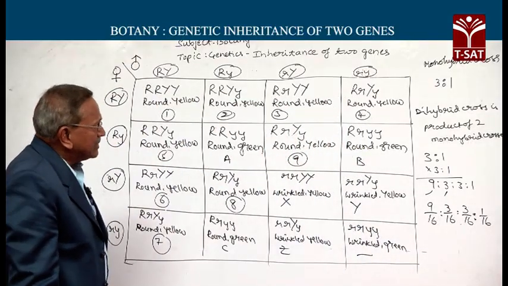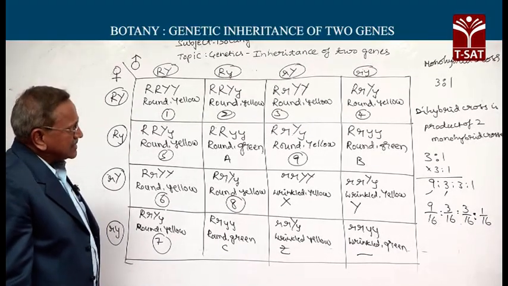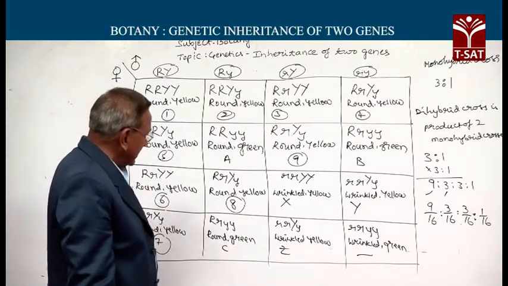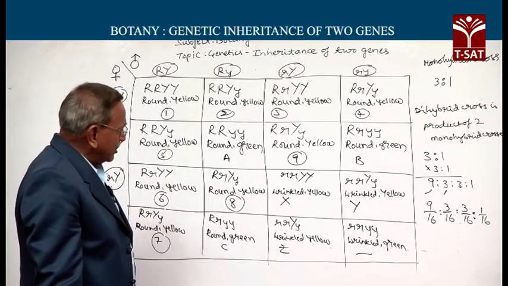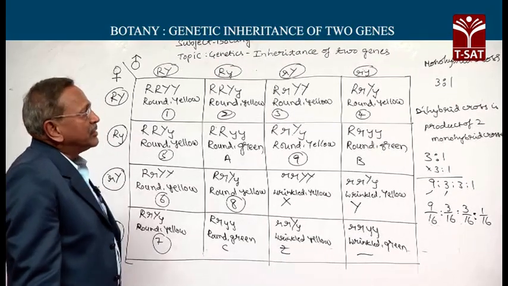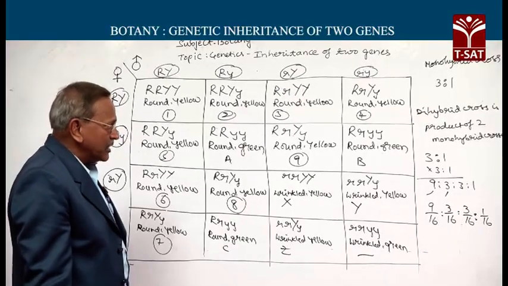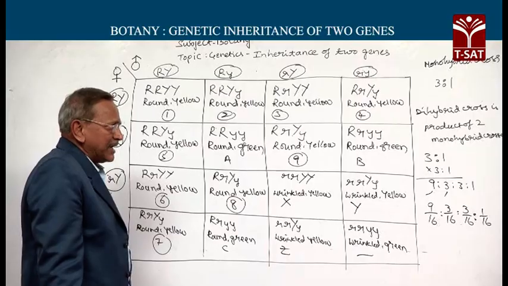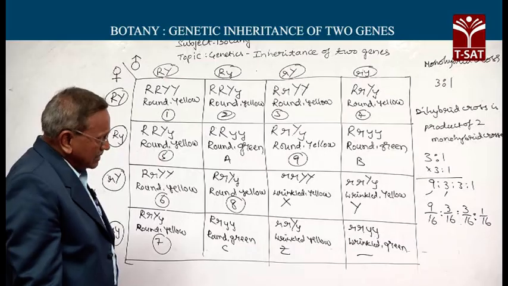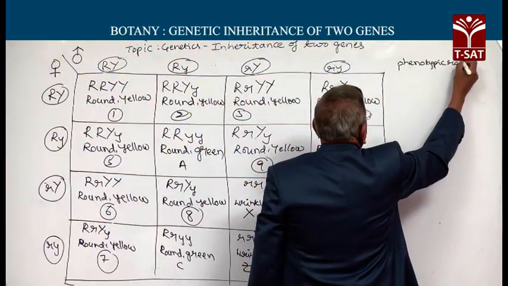So 9:3:3:1 is the phenotypic ratio obtained from a dihybrid cross where complete dominance is observed. It is a dihybrid ratio result where complete dominance is seen. Monohybrid phenotypic ratio is 3:1. Since dihybrid cross is a product of 2 monohybrid crosses, we can simply multiply the values 3:1 multiplied by another 3:1 to obtain 9:3:3:1.